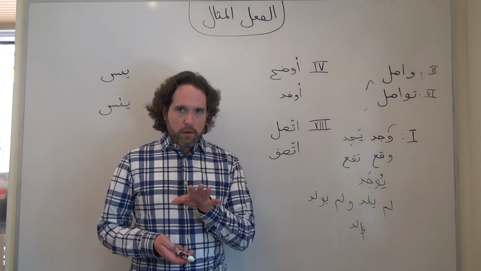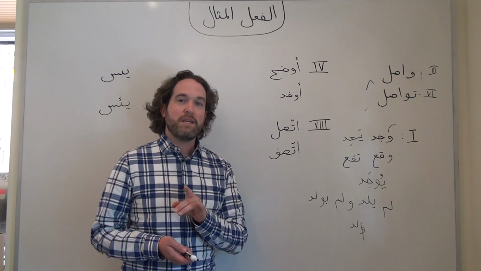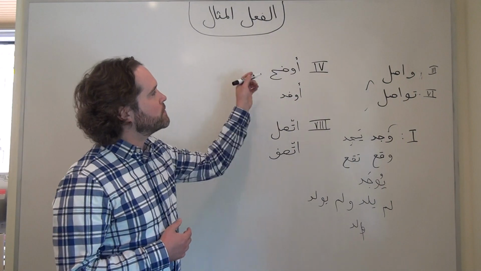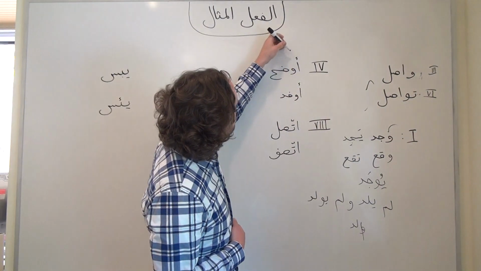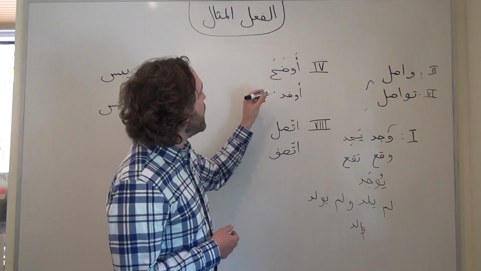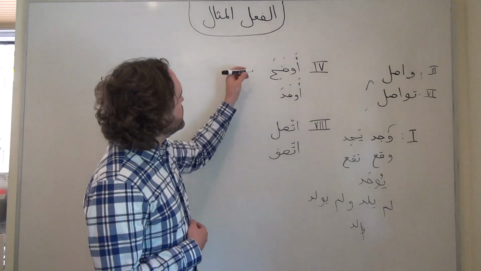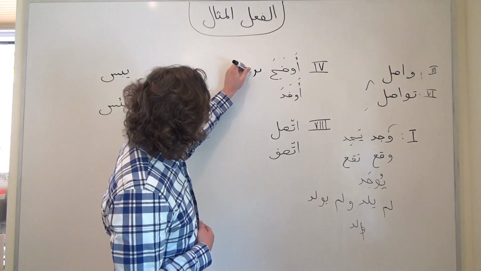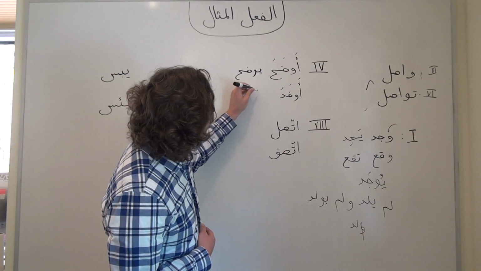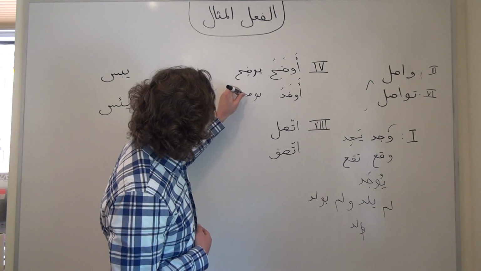In form 4, things are pretty close to normal, with one important exception, and that's creating the masdar. We're going to retain the waw in our form pattern, as in the case of awdaha, which means to clarify, or awfada, which means to delegate or to send. And in the present tense, yudih, and yufid.